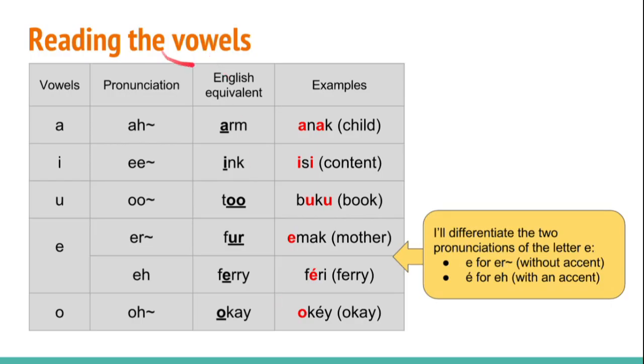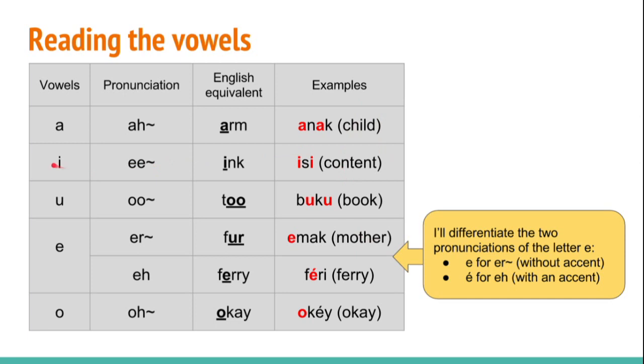So first up, we have the vowels. Here are the vowels. They are A, I, U, E, O, and we go through them one by one. This letter A has the pronunciation A, as in the English word arm. This word arm has the sound A in it, and in Malay you see this word is anak, meaning child. By the way, the words in the brackets show you the meaning in all of these slides.